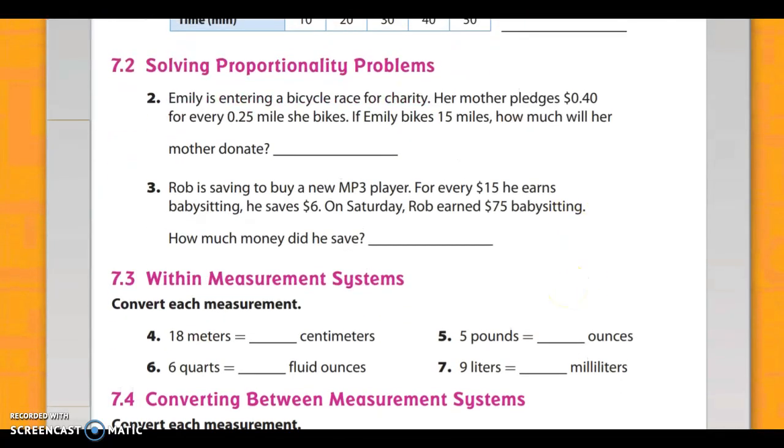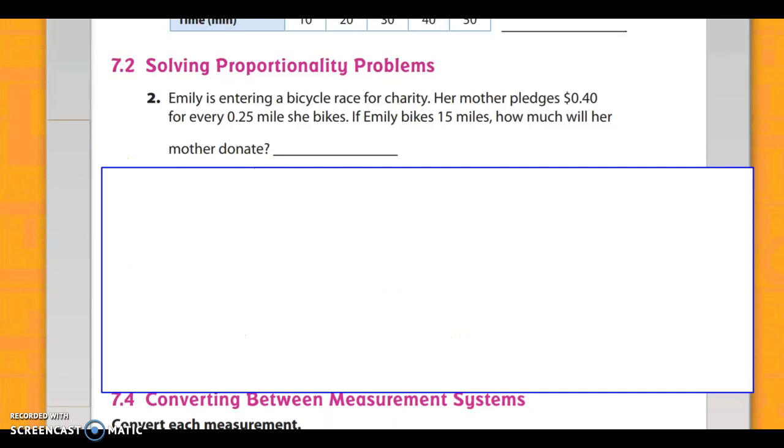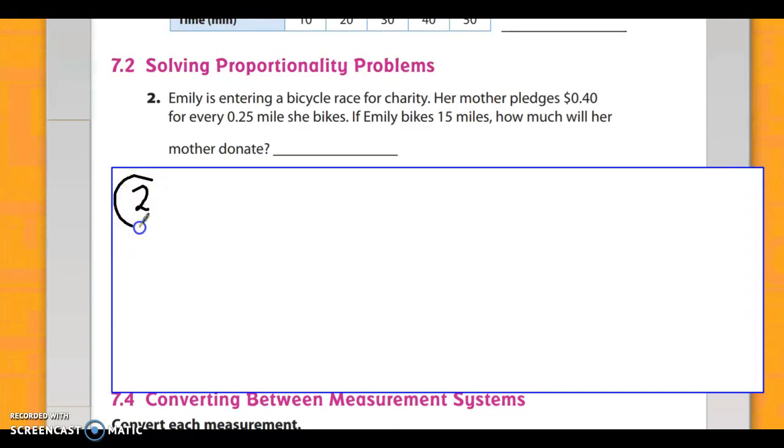7.2 is solving proportionality problems. I'm going to use a whiteboard on these as well. Number 2 reads, Emily is entering a bicycle race for charity. Her mother pledges 40 cents for every 0 and 25/100ths mile she bikes. If Emily bikes 15 miles, how much will her mother donate? So let's go ahead and write this out as a proportion. And I don't think this is going to be as hard as you think. Let me show you what I would do.